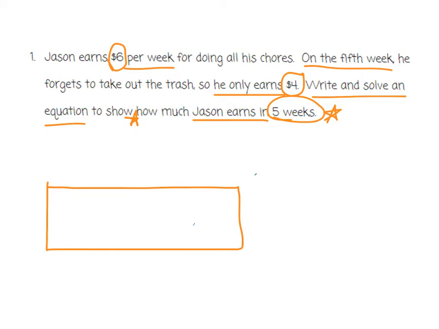So I'm going to read the second sentence. It says, on the 5th week, he forgets to take out the trash, so he only earns $4. Okay, so that tells me that he works up until 5 weeks. If I continue reading, it says, write and solve an equation to show how much Jason earns in 5 weeks. So there's my answer right there, that I need to make 5 sections for each week that Jason earned his allowance.